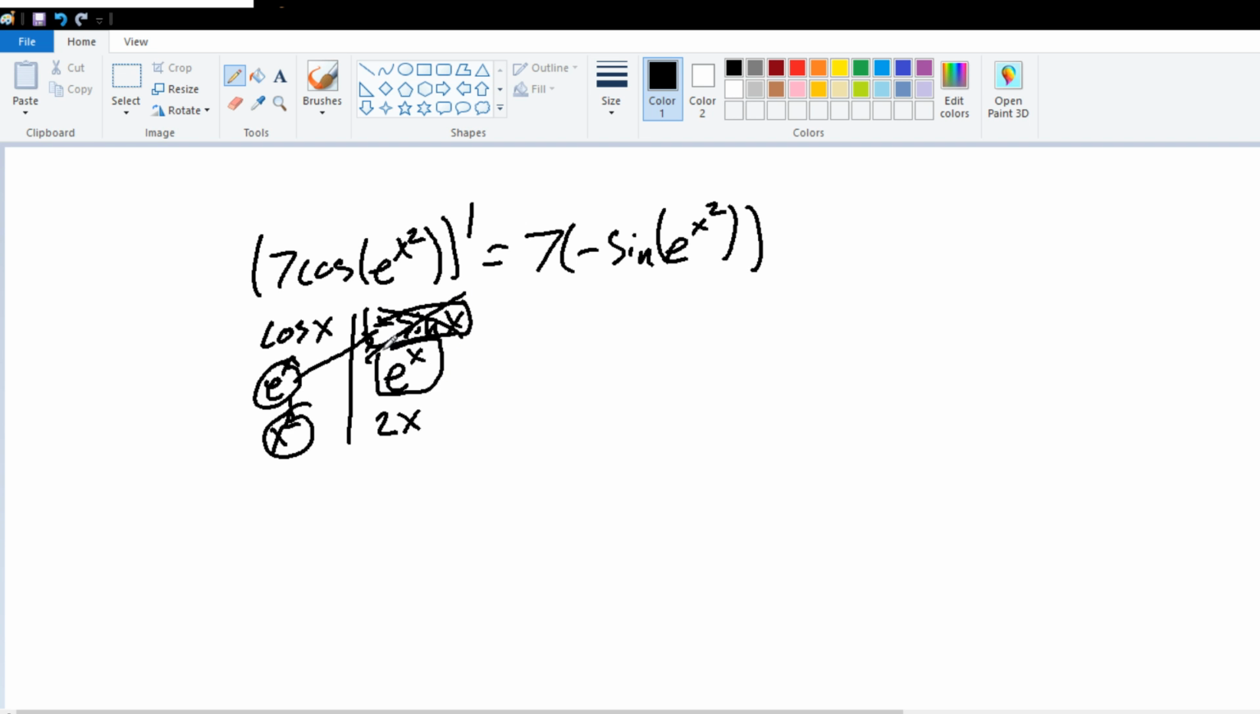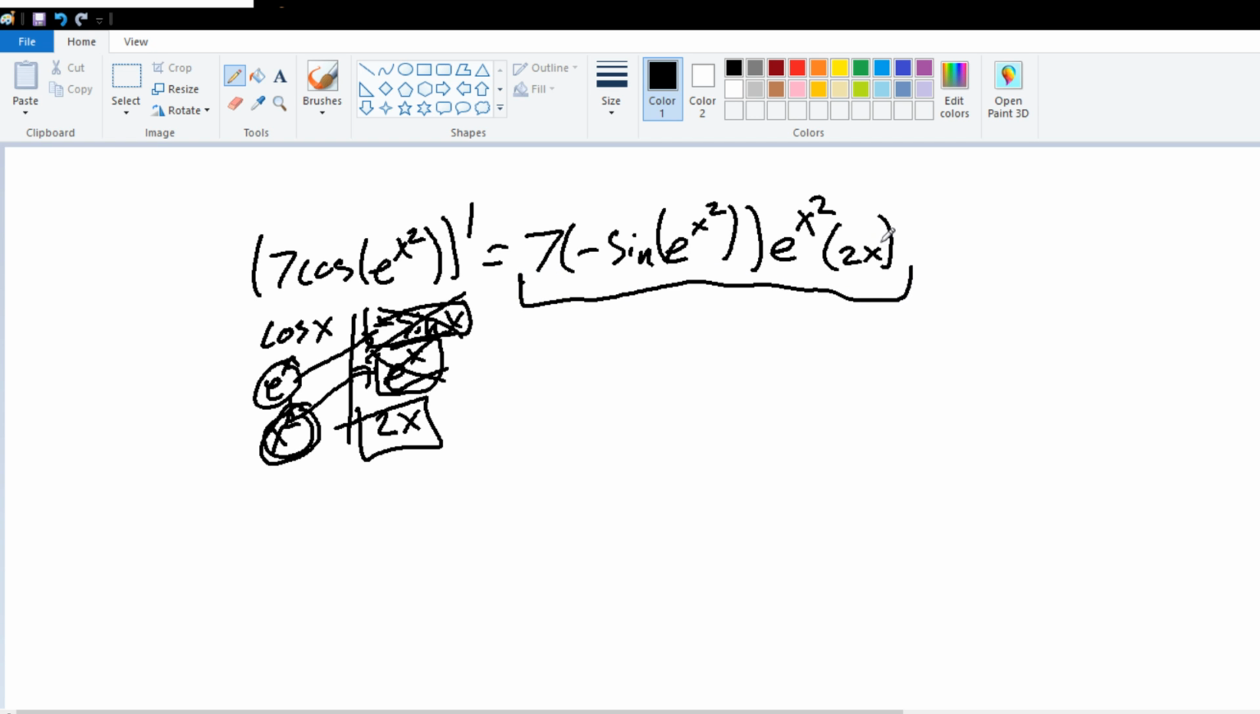We move on to this one. We plug this one into that one. So we get e to the x squared. We're done with that. And then we multiply by this and we're done. Okay, so this is our derivative.